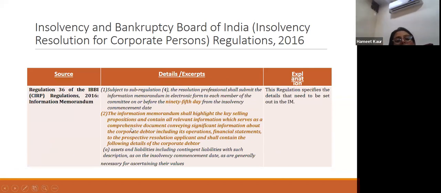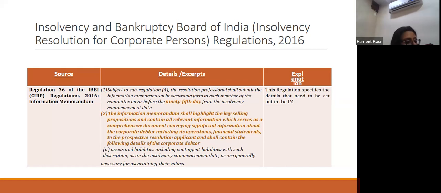Now let us see the contents which have been specified under these regulations. Sub-regulation 8 of regulation 2 says: assets and liabilities, including the contingent liabilities, with such description as on the ICD as are generally necessary for ascertaining their values. Now, what do we mean by such description as generally necessary for ascertaining their values?